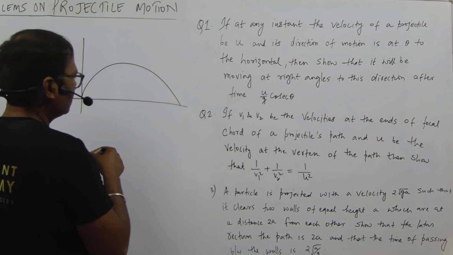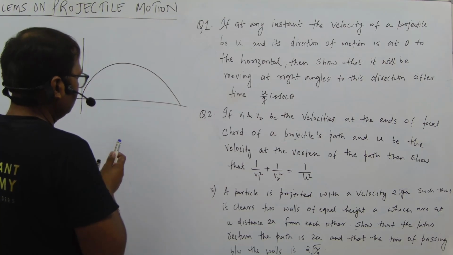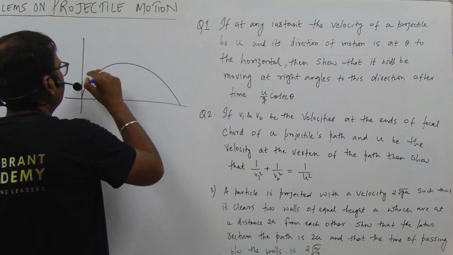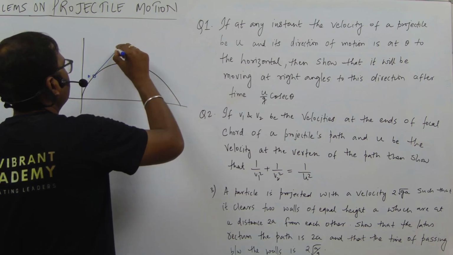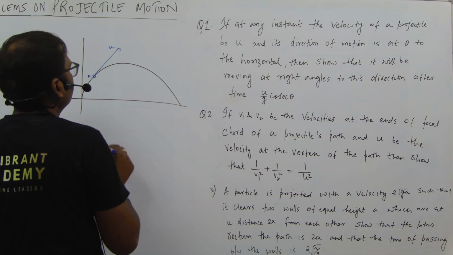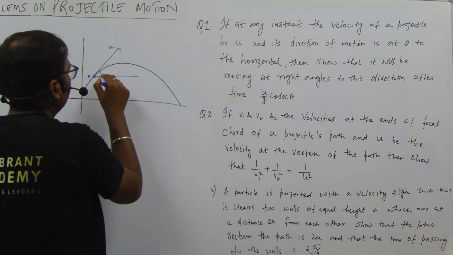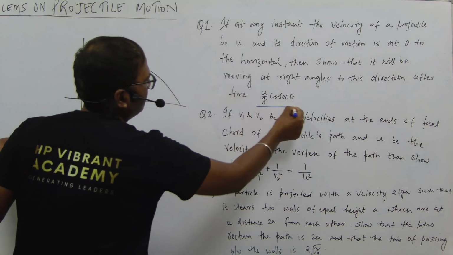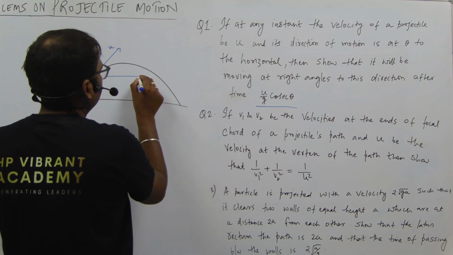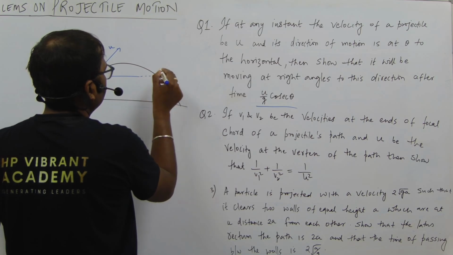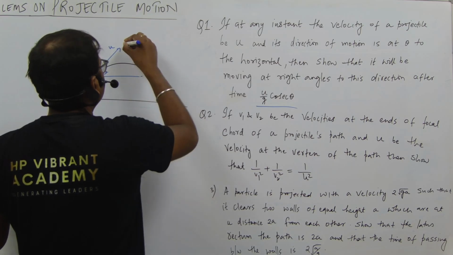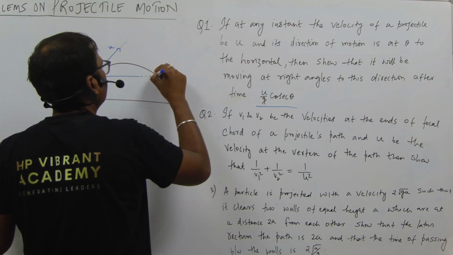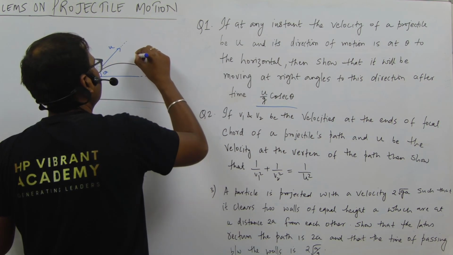Let us take a point A. At this point A, the projectile is moving at an initial velocity of u and its inclination is at an angle of theta to the horizontal. At the passage of some time t, we have the direction of the projectile at 90 degrees to the initial direction. Let us draw the perpendicular to the initial direction.